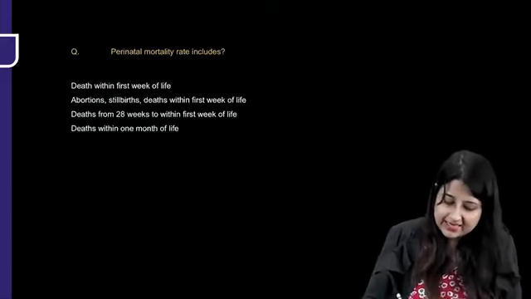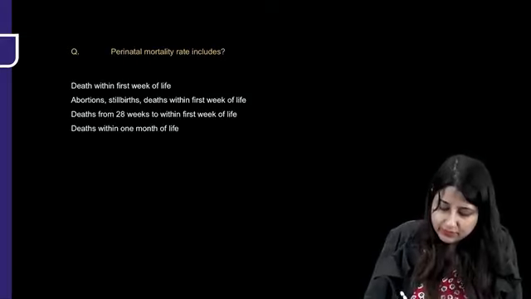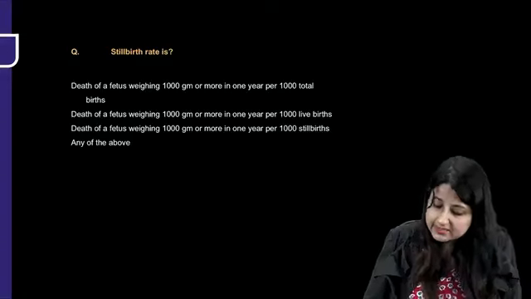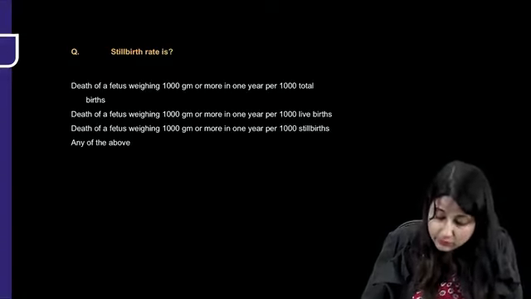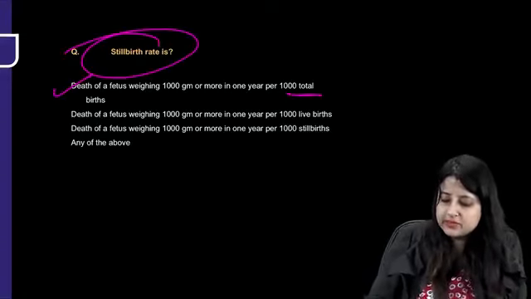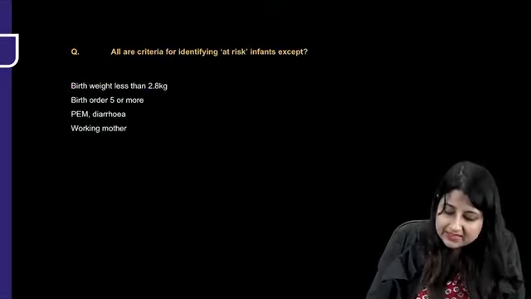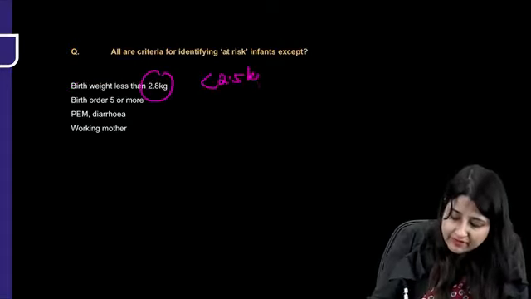Now some MCQs. Perinatal mortality is death from 28 weeks of gestation to the first week of life, including stillbirths and deaths within the first week. Stillbirth is death of a fetus weighing 1000 gram or more, per 1000 total births. I told you, in stillbirth rate the denominator is total births. At risk infant: except birth weight less than 2.8? No, 2.8 is the average. It is less than 2.5.